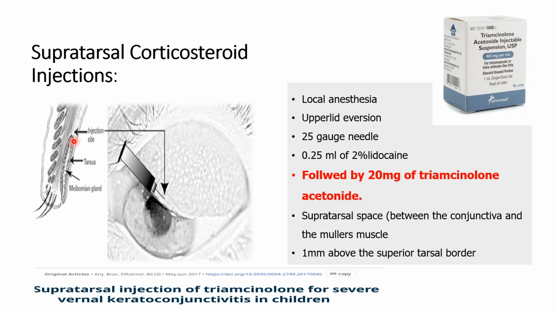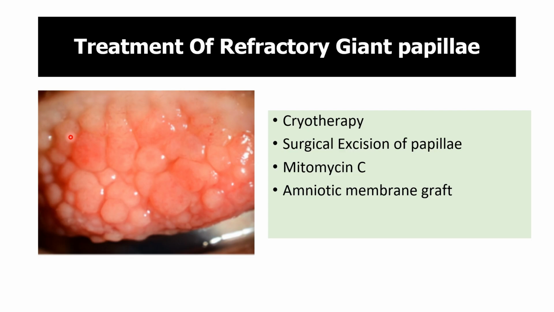So this is your tarsus. The injection is given 1 mm above the tarsus in the supratarsal space. So somewhere here you will have your conjunctiva and then you have your Muller's muscle. So in between that space, you inject your triamcinolone acetonide.